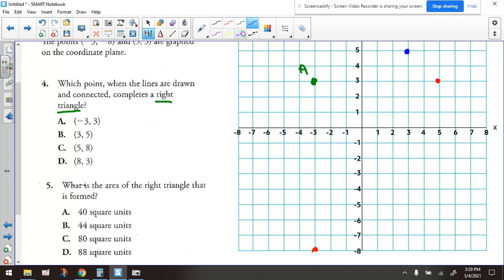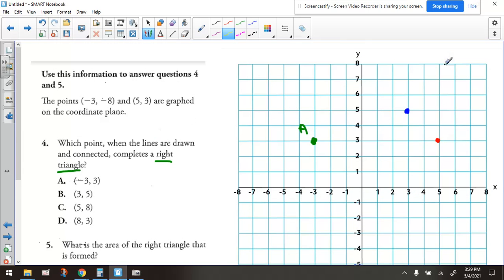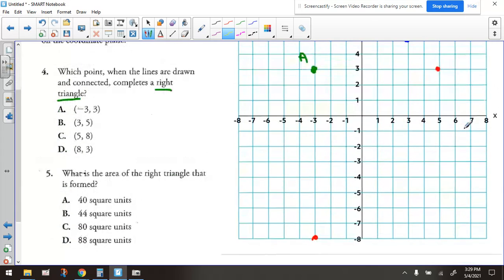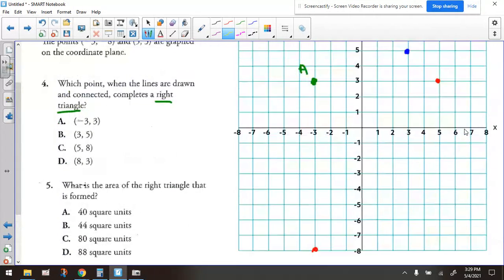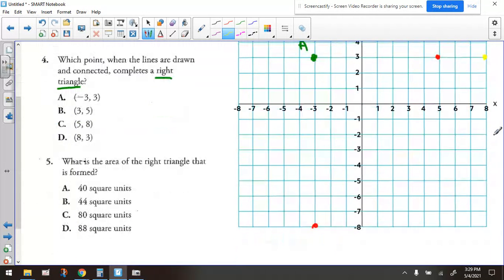If we go over 5, up 8, then that means we're looking here. And if we connect that with the red dots, that's not going to form a right angle. And if we go over 8, up 3, then that's here. So is there any way that if I connect those dots?